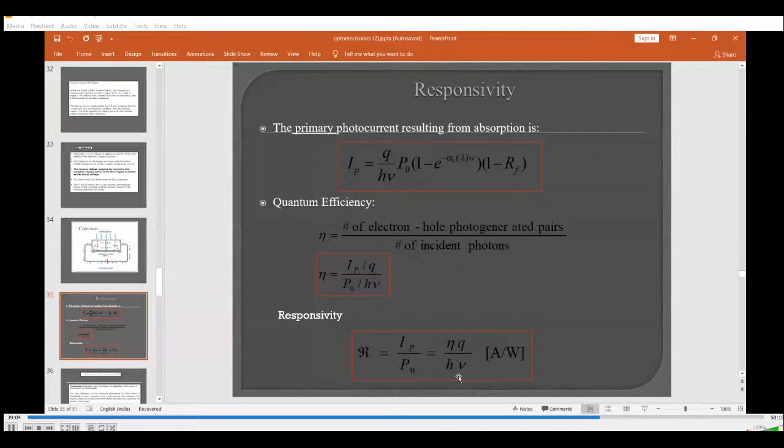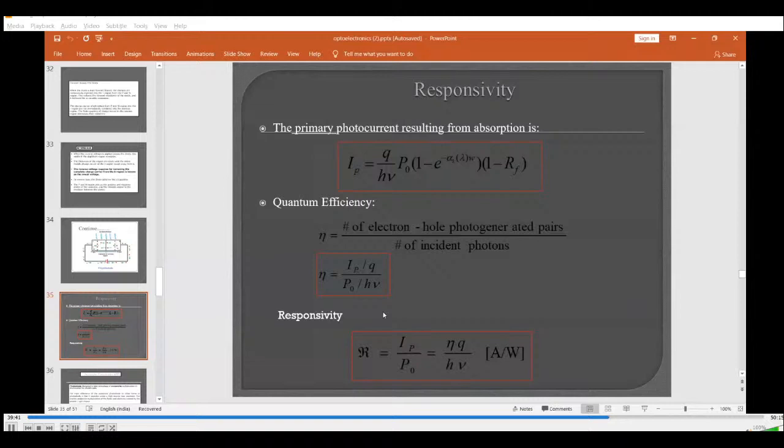Eta is the efficiency. If you know the efficiency and the number of charge carriers, h is constant and frequency is constant. If you substitute all those parameters, you can write the responsivity. Or else, directly from the plots or from the device, if you know the photocurrent and the output power, you can substitute them directly and calculate the responsivity. So from an objective point of view, all these formulas are very important, and the formula is how responsivity is obtained from the pin photodiode. Got it now?